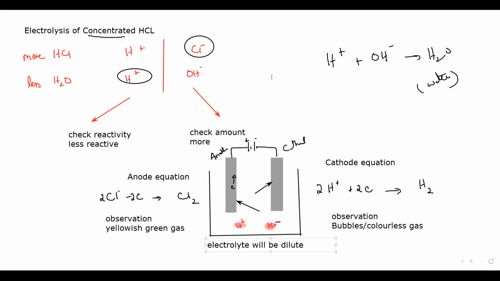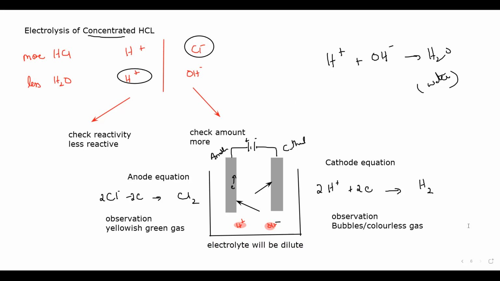Abdullah, you have to memorize these observations. When hydrogen is there, it will be a colorless gas or bubbles, and when chlorine is there, it will be a yellowish green gas. So you have to learn these observations. Is it clear till this point? Anyone having a doubt or a question?